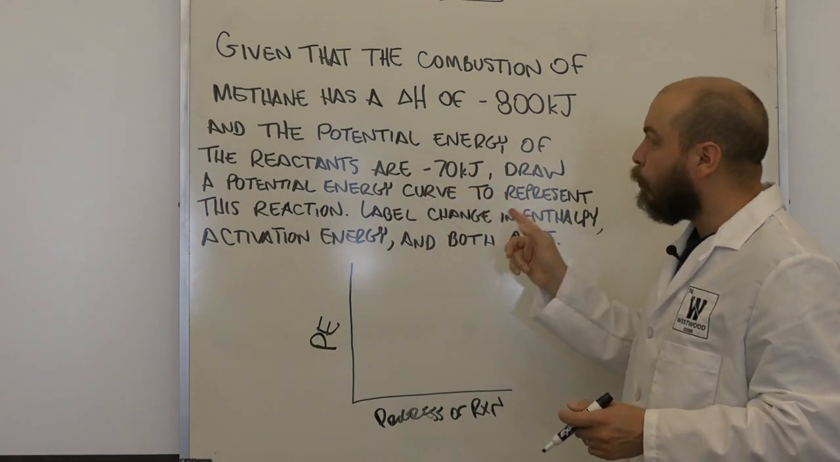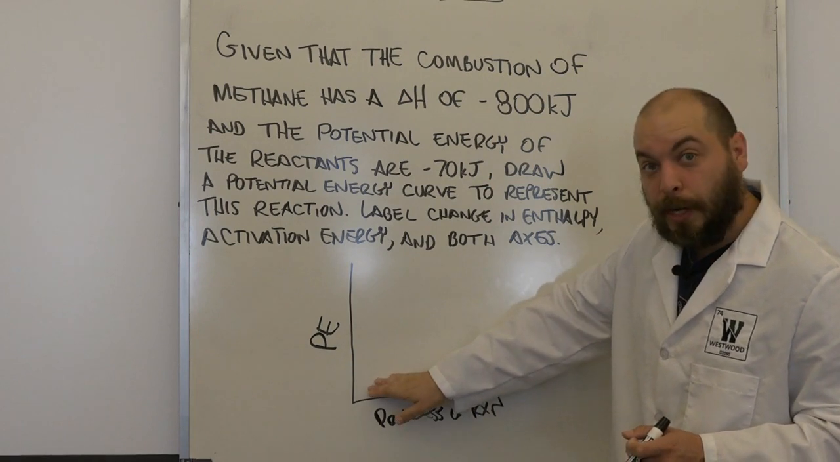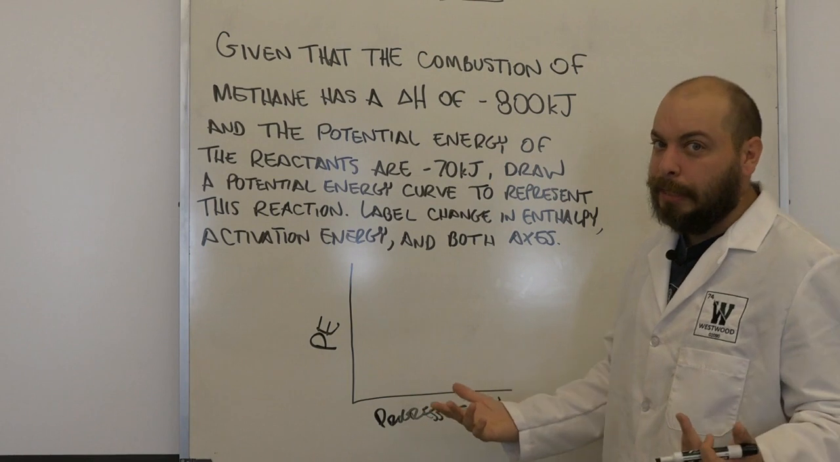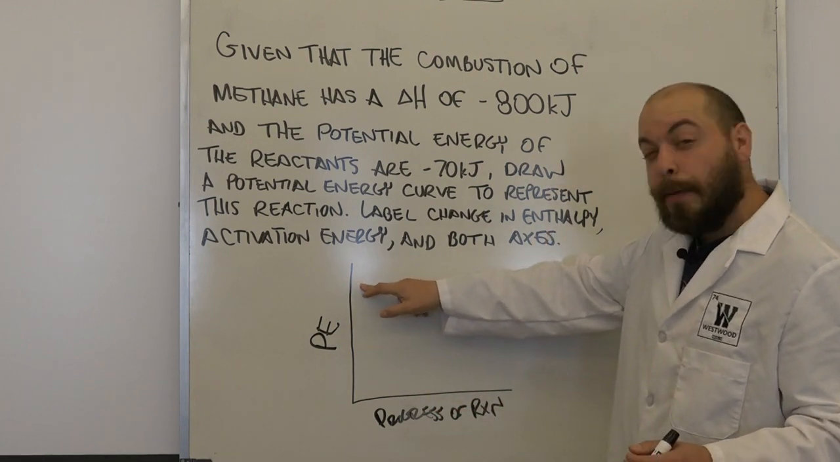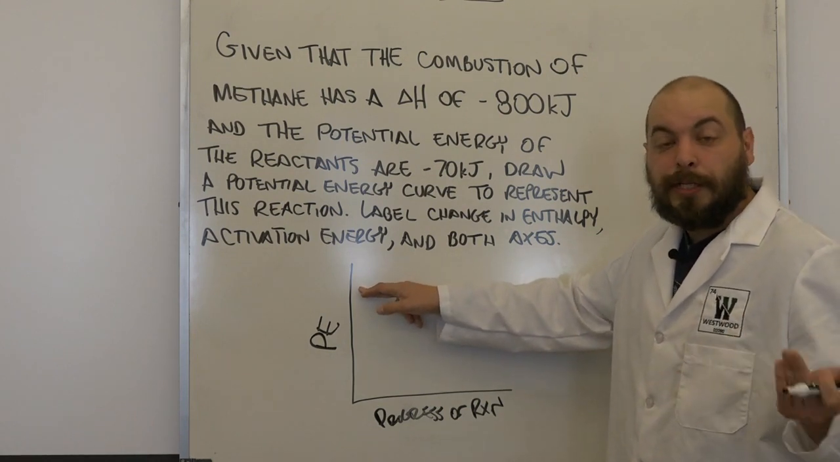But I'm also told that it has a delta H of negative 800. So I don't want to start the potential energy way down here, because if it's going to then go down by another 800, it doesn't help me much. So be careful with that. I'm going to actually start my negative 70 way up here. That's just going to represent where we're going to start, and it's all relative to each other, remember.